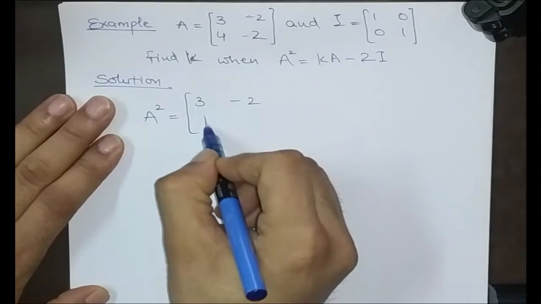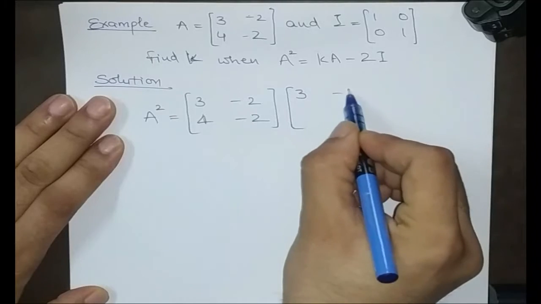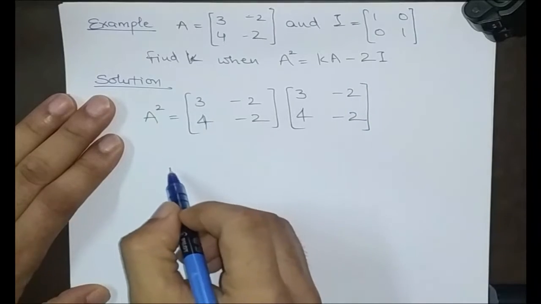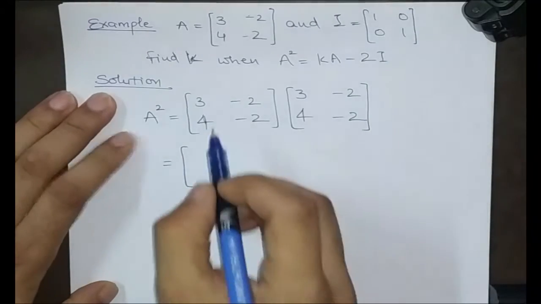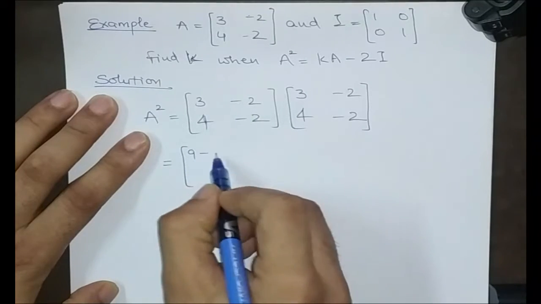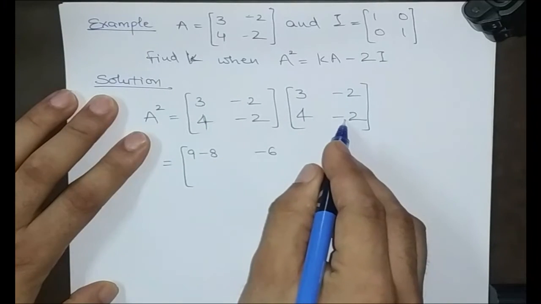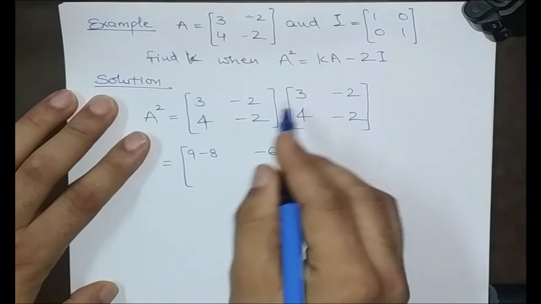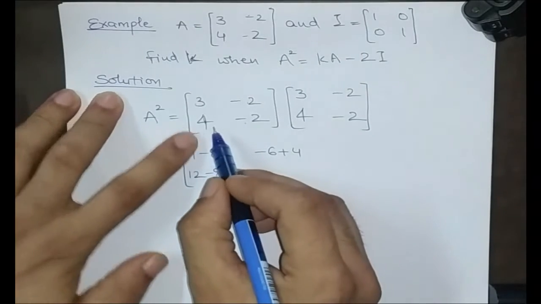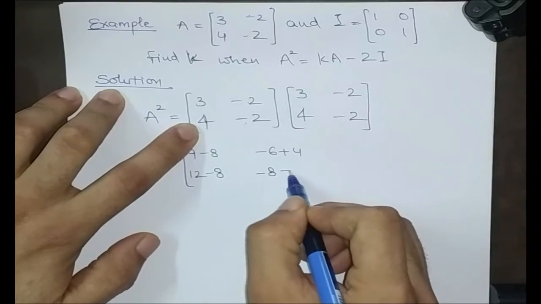[3, -2; 4, -2] into [3, -2; 4, -2] is equal to 3 into 3 is 9, minus 2 into 4 is minus 8, 3 into minus 2 is minus 6, minus 2 into minus 2 is plus 4, 4 into 3 is 12, minus 2 into 4 is minus 8, 4 into minus 2 is minus 8, minus 2 into minus 2 is plus 4.